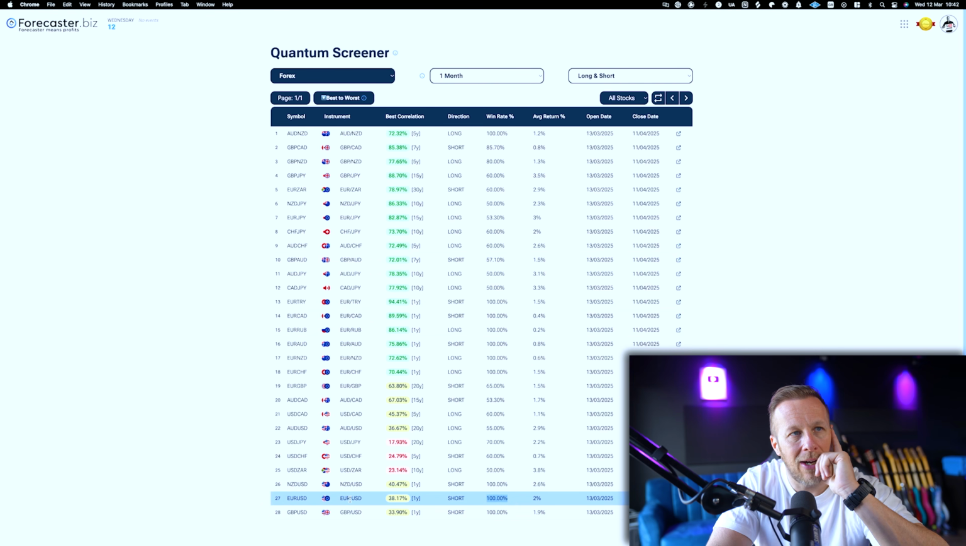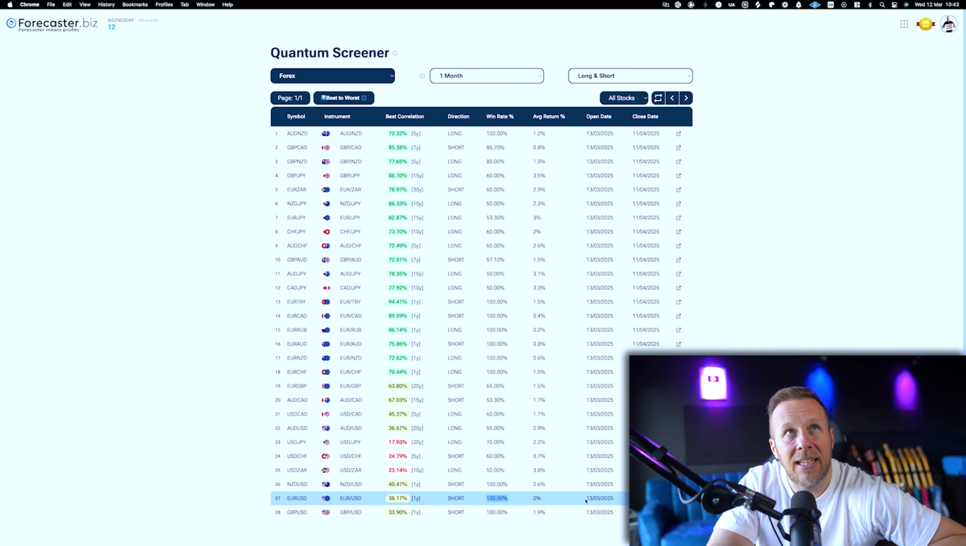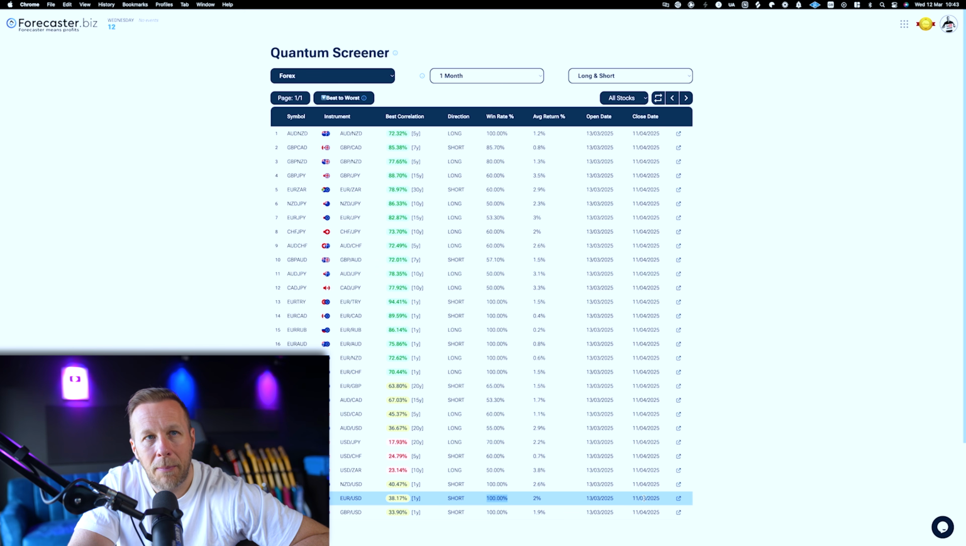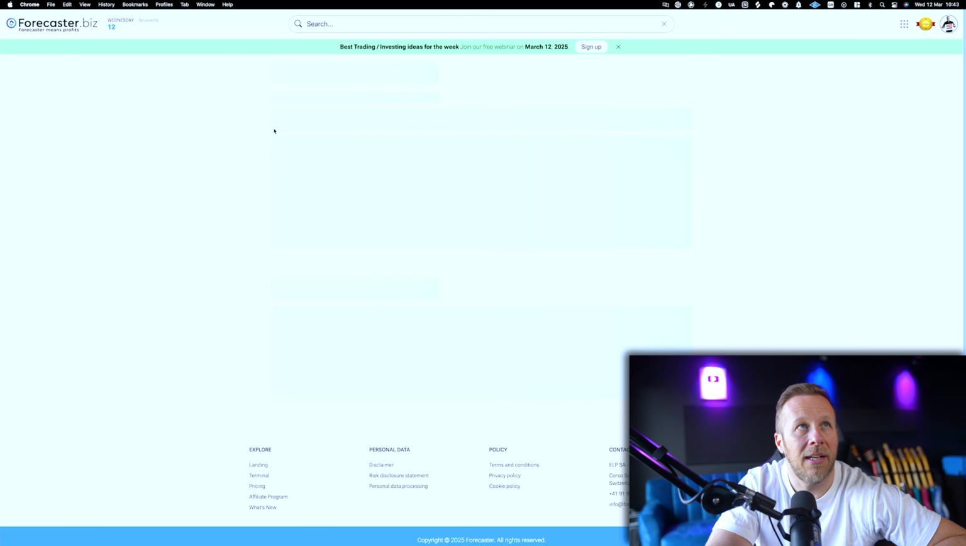Right now I'm looking at a 100% win rate on the euro, about a 2% return. I can see here that the open date is about the 13th, so that's tomorrow. If I was to stay in it for about a month into April, that's a 2% return. I probably don't want to stay in it for about a month, but I'm going to check this out anyway. So we're going to click on this button here.